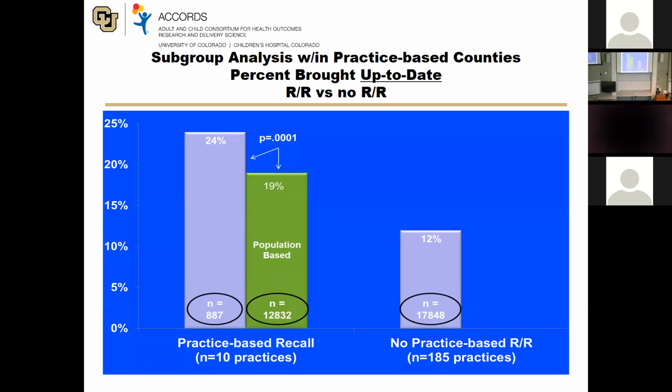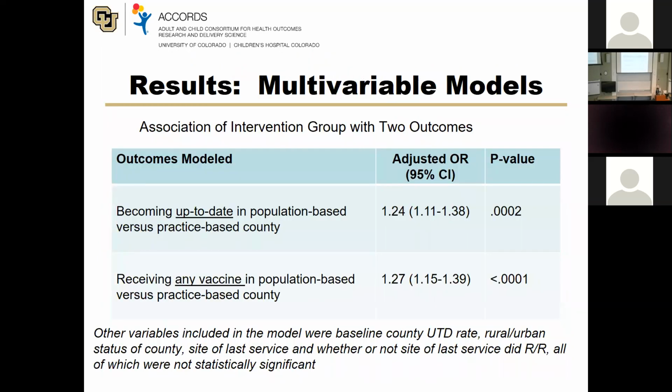And when you actually compare the population-based arm, it's even more effective. It looked like it was more effective in the practice-based arm. Now, there's problems with this direct comparison because you're not randomizing the group that chose to do reminder recall. Those are probably highly functional practices that have different patient populations and different providers. But in any case, the answer is yes, practice-based reminder recall works, but on a population level, it doesn't work as well. Here's the multivariable model showing the significant effect size for both outcomes in adjusted models.